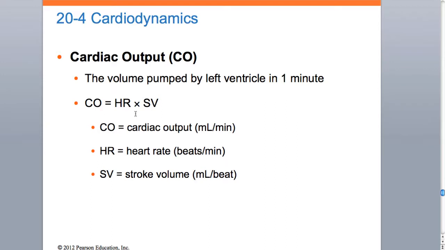Now, there's a rule to this. The rule is what goes out of the heart must eventually come back to the heart. So it's really important that what goes in the heart comes back to the heart. Okay. That means you do not want any pooling in the body. So if you have too much blood leaving the heart and not coming back to the heart, then you might have some pooling in your feet, in your lungs. Of course, we call that pooling edema, which is not a good thing. So cardiac output is going to help us understand this pooling business.